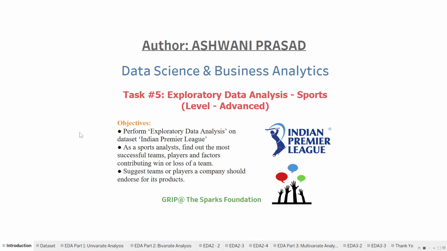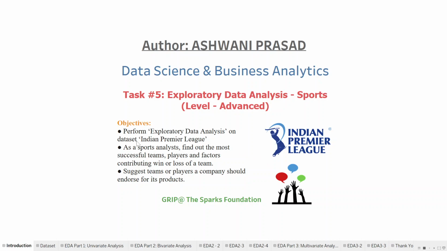So here I shall be explaining the task 5 which I have done. The name of the task is Exploratory Data Analysis Sports, as you can see on the screen. And the sport that we are talking about here refers to cricket, the famous Indian Premier League. I shall be analyzing the data set.